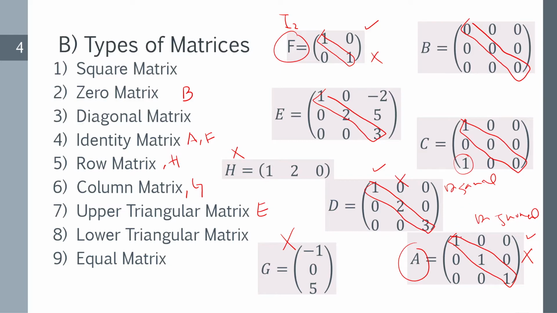Now lower means I have my diagonal and the lower part is not 0. There is a 1 here, so that is my C.